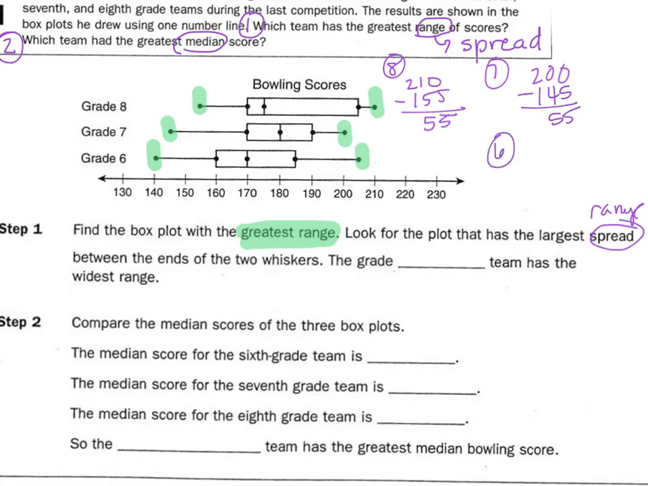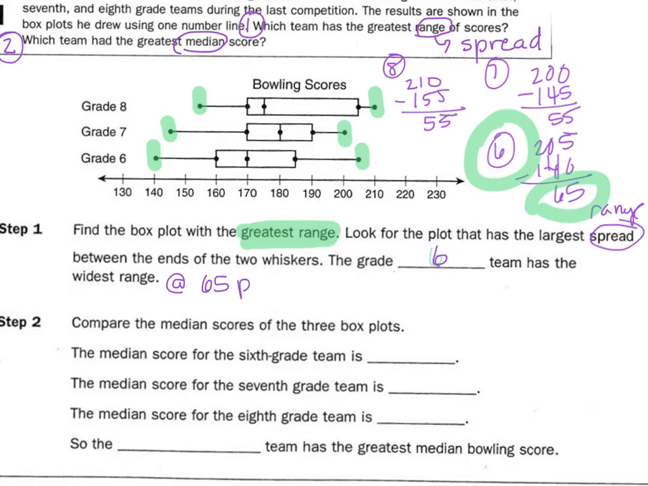And 6th grade, I have 205. And I'm going to subtract from that 140. So that's 65. Which one of those is the largest? 65. This one is the largest. So the 6th grade team has the widest range, and I'm just going to put 65 points. I'm just going to add that part to it.